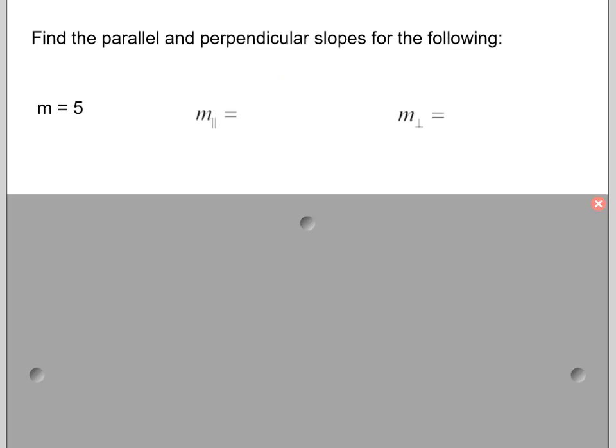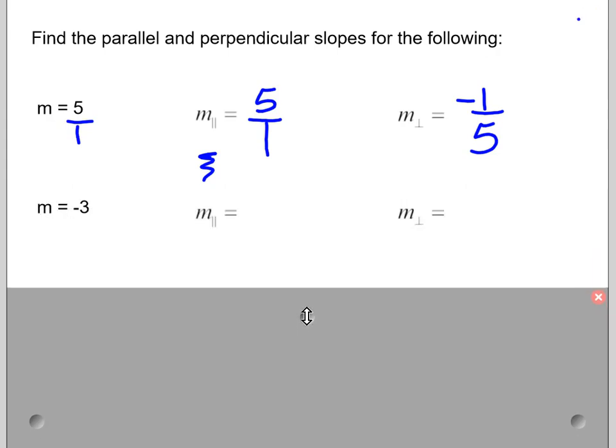Find parallel and perpendicular slopes for the following. Again, I'm going to put my placeholder in. So if I want parallel, that's the two little bars right here. Parallel should have the same slope. Perpendicular should have the reciprocal, but because the original slope was positive, the perpendicular slope needs to be negative. Get the idea here? Okay, let's try another one.